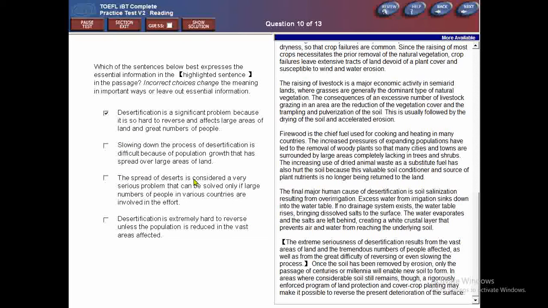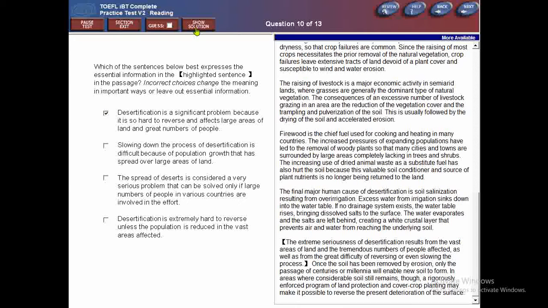The spread of deserts is considered a very serious problem that can be solved only if a large number of people in various countries are involved in the effort. It may also be. Okay. So, tremendous numbers of people affected as well as the great difficulty of reversing or even slowing the process. No, it is not. Desertification is extremely hard to reverse unless the population is reduced and vast areas affected. So in my point of view, choice one is the best choice.